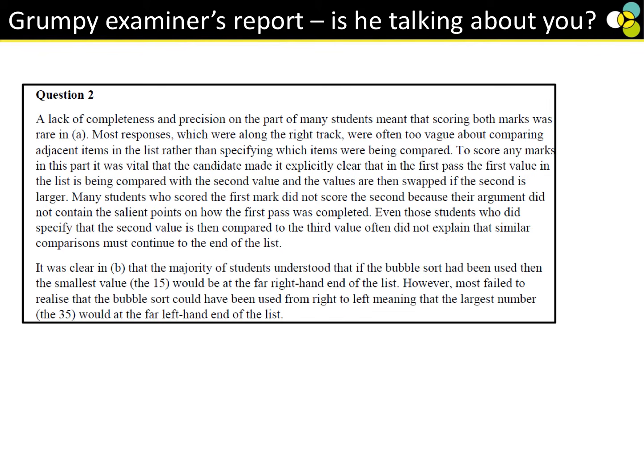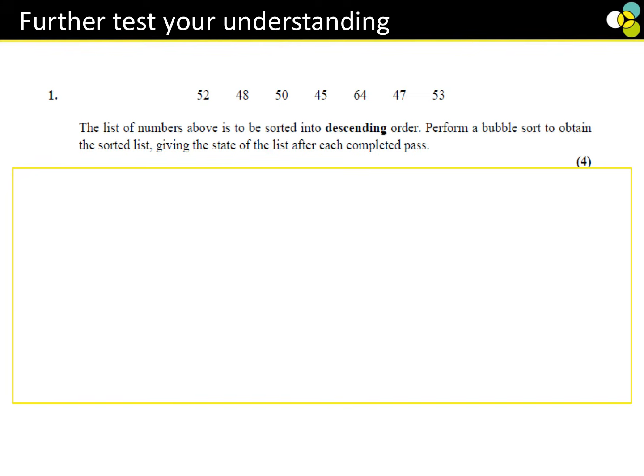Okay, so here's a grumpy examiner's report. Is he talking about you? I hope not. Right then, so you can see here that in the examiner reports, they can see that it's just a lack of completeness and precision on the part of many students, okay? This is why when I showed you earlier how to do it, we do every step. Even though the mark scheme said we didn't need 2 lines, remember, when in doubt, write it all out, okay? That is the motto for D1, okay? Just to be sure. Okay then, so here is another test your understanding, which you're going to do very quickly.